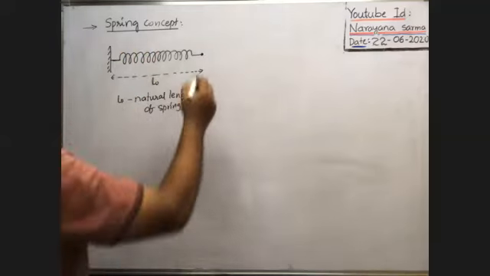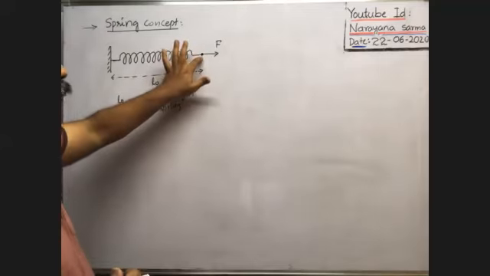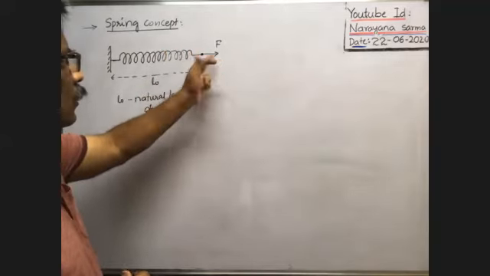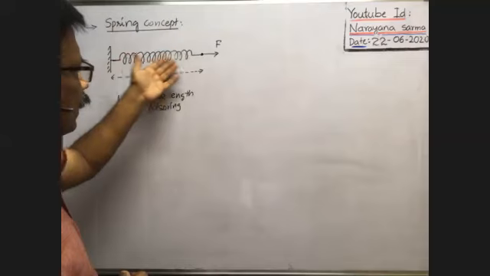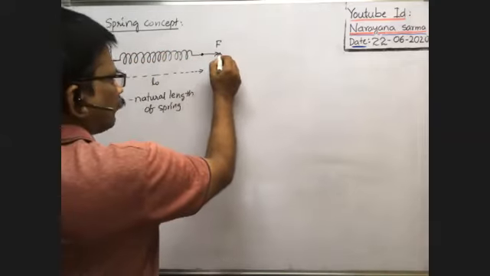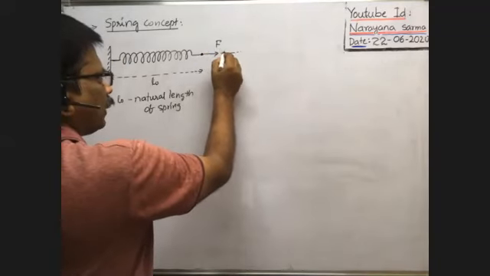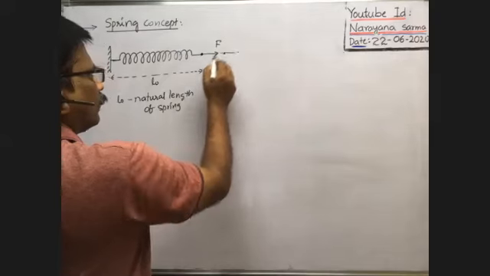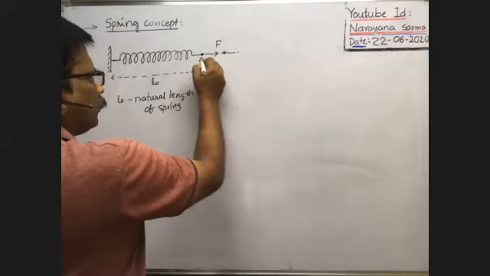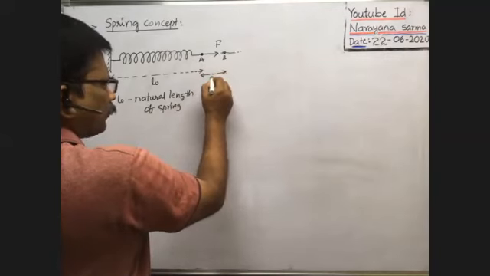Okay, now when you apply an external force on the spring in this direction, so that the spring is extended, then as long as the spring is extending because of the application of the external force, suppose the spring is extended up to this. The spring is extended from A to B. So from A to B, this is the extension of the spring. That extension of the spring is say X.